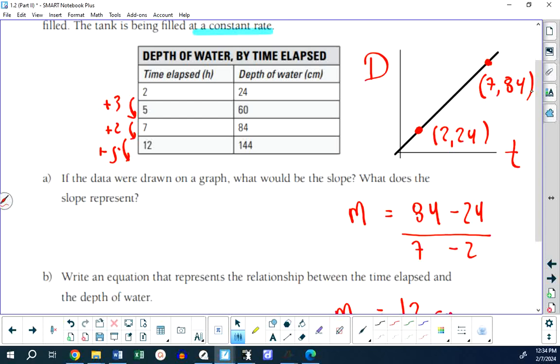I don't know if any of you have noticed this, but I like to use capital letters for the vertical and small for the horizontal. What's the equation? The depth equals 12 times the time. And my final question before we move on today, why? Where did I get this from?